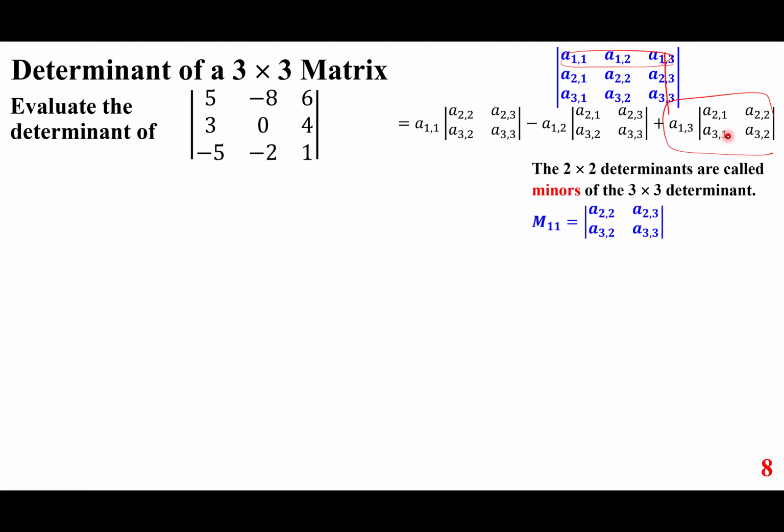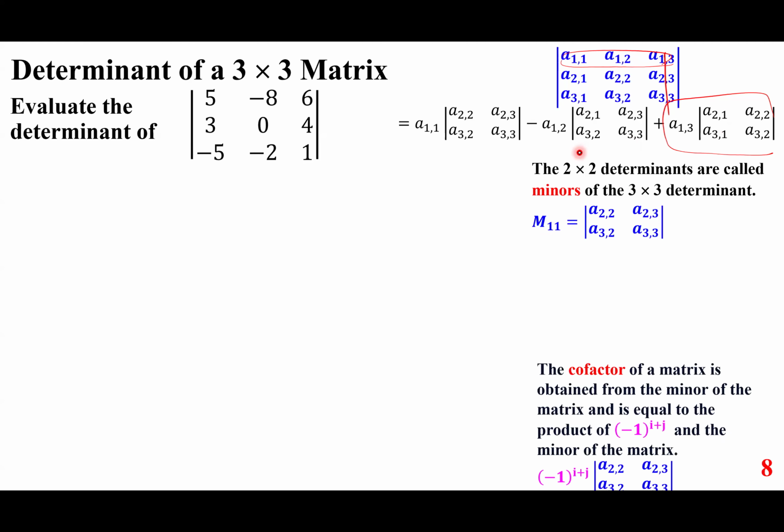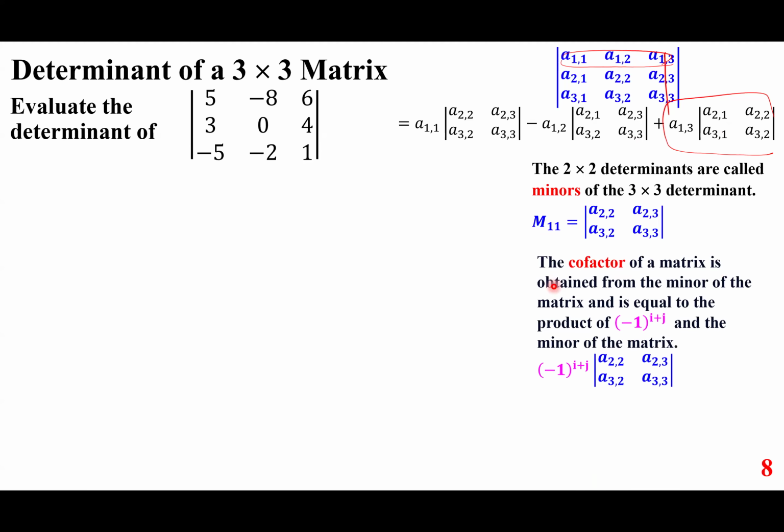Now, if we include the sign, and the signs alternate, there is a methodology for that, and it's called the cofactor. The cofactor of a matrix is obtained from the minor of the matrix and is equal to the product of -1 to the power of i plus j and the minor of the matrix. In other words, never mind A11, this has a positive coefficient. This one, the negative coefficient comes from here. And this one has a positive coefficient.